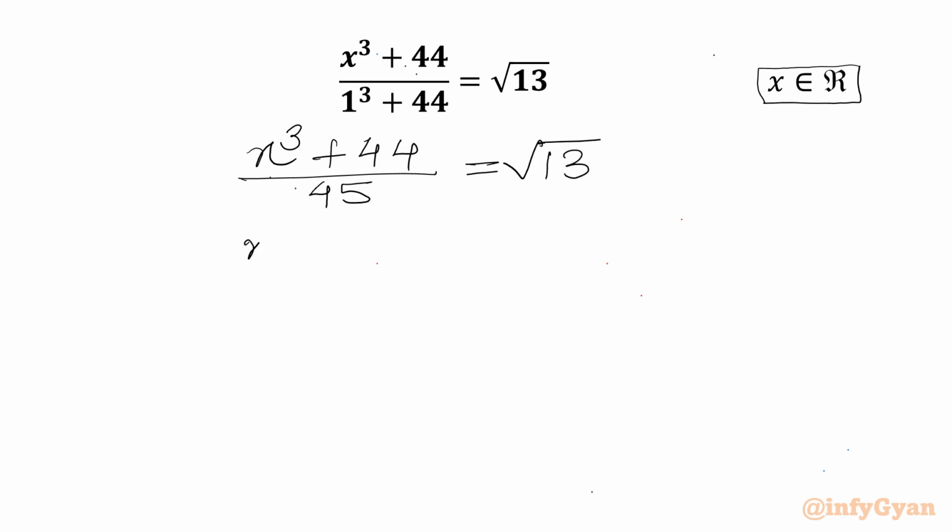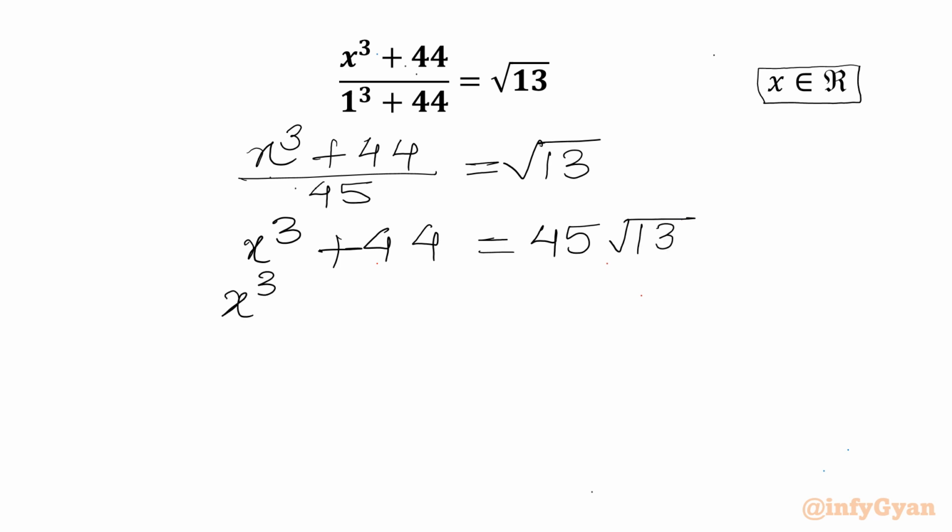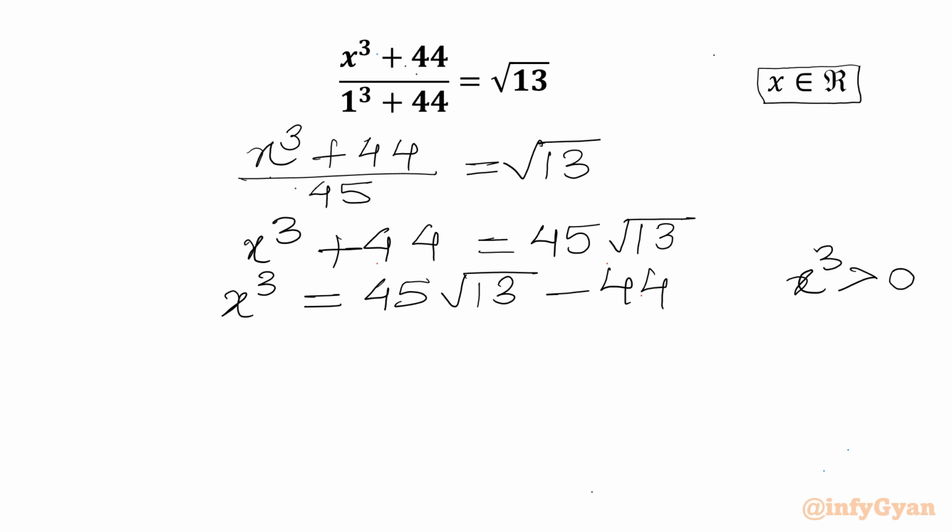Now we can cross multiply. So x³ + 44 will be 45√13. Subtract 44 from both sides, we'll get x³ = 45√13 − 44. Now we can see x³ is positive, so for real x, x must be positive.